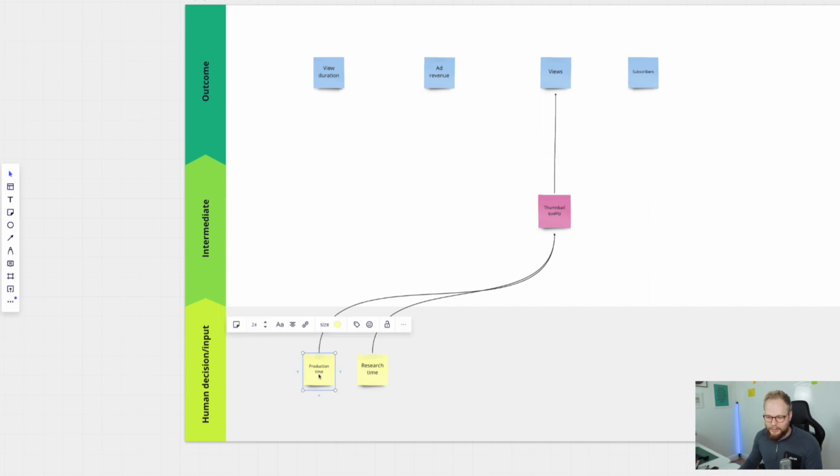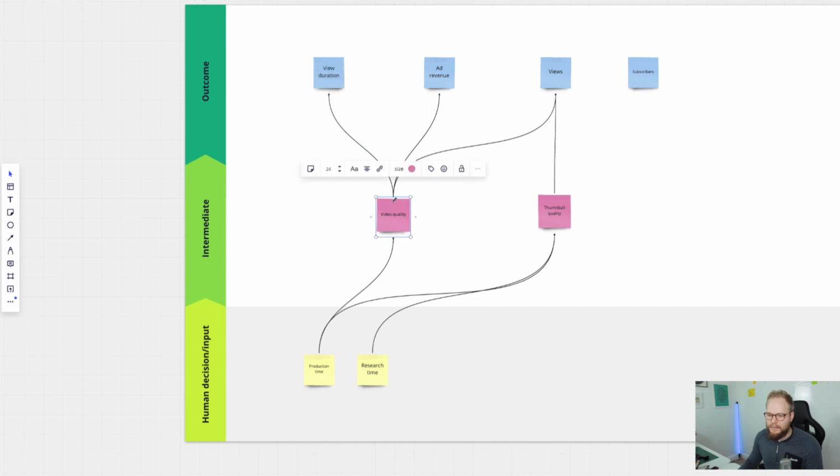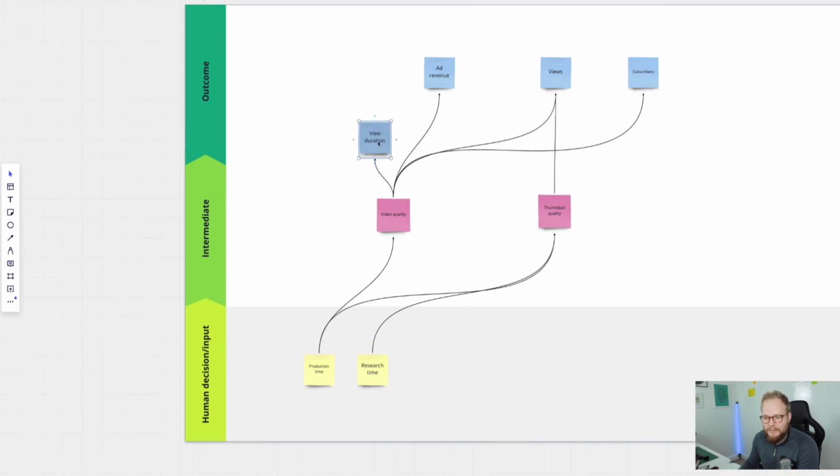Because I could also say that production time does not only increase the thumbnail quality, but also video quality and everything else. There are just so many different bits which you as a human process in your head when you make these decisions. So it could be that video quality increases the views, the ad revenue, the duration, and then maybe even the subscriber count, right? But then you can ask them, why is it like that? Maybe there are too many ways, because I would also question that view duration is really the intermediate lever which leads to ad revenue, and then you could really delete that connection.